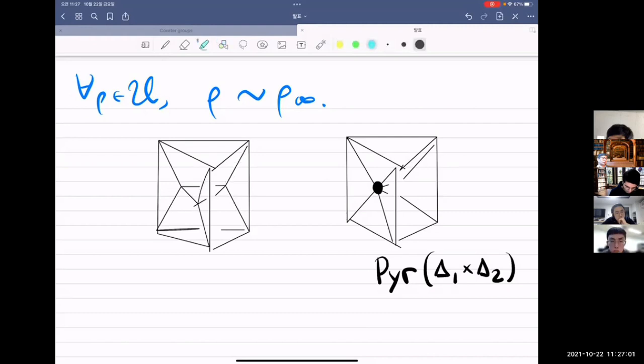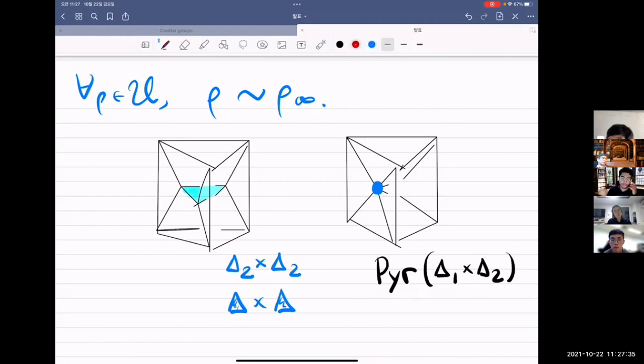So what happens? If we look at these small triangles, when this triangle shrinks, it becomes this vertex. So what is this polytope? This polytope is Δ2 × Δ2, so triangle times triangle.